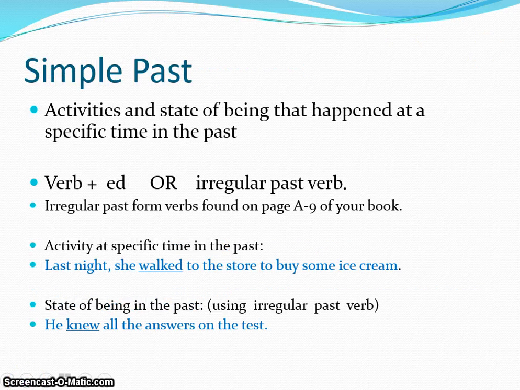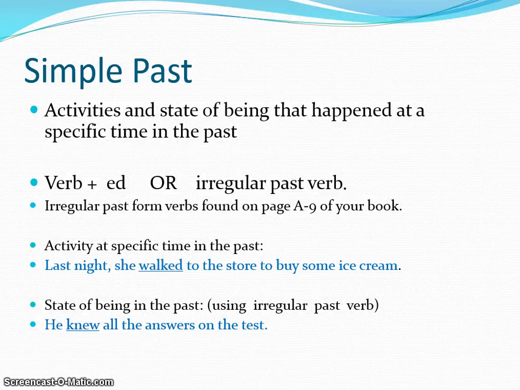Now let's look at the simple past. The simple past shows an activity and a state of being that happened in the past at a specific time. The formula is verb plus ed, or you can use irregular past verbs. Now, irregular past verb forms can be found on page A9 of your book.